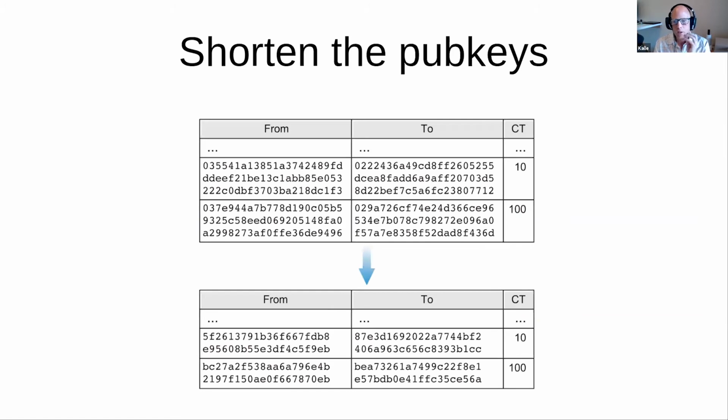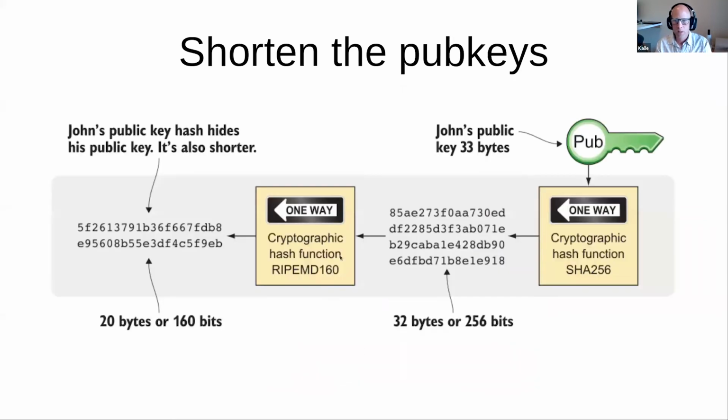Yeah, we can do that. We can shorten the public keys. So in the spreadsheet where we used to have public keys, we can replace them by their respective public key hashes, as they are called, which is just a hash of the public keys. So we'll see how this works here. This is how we would do that.